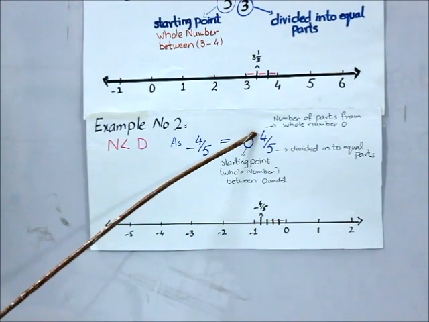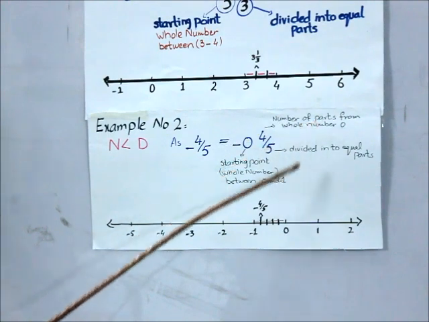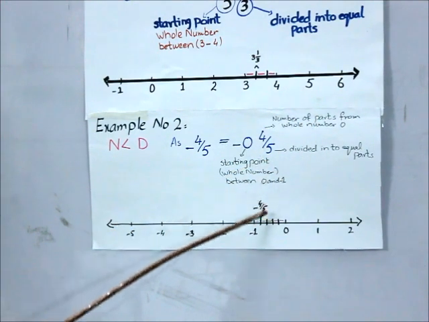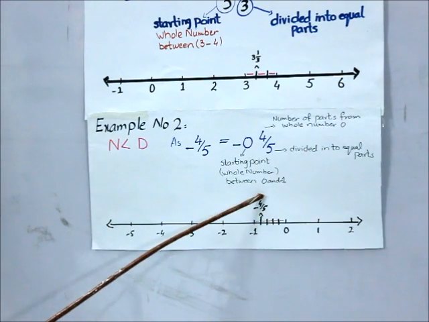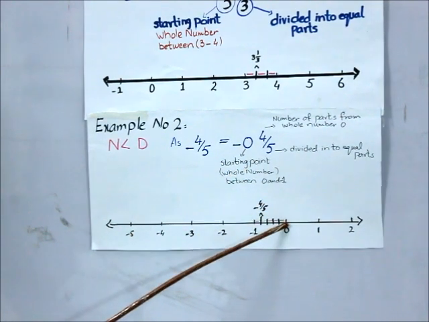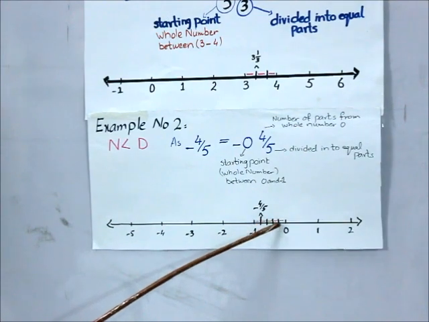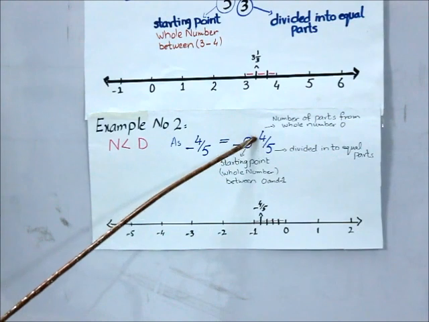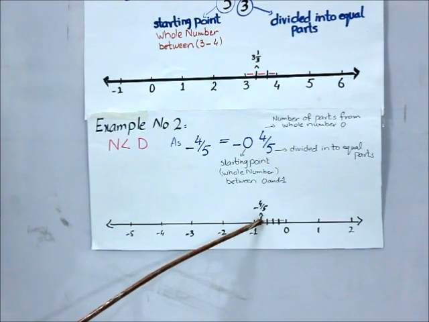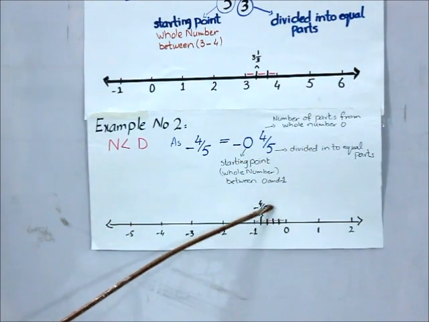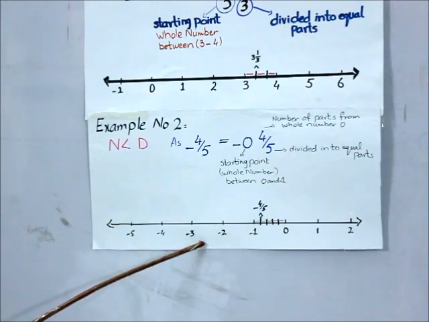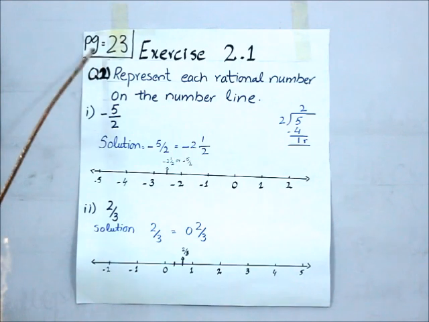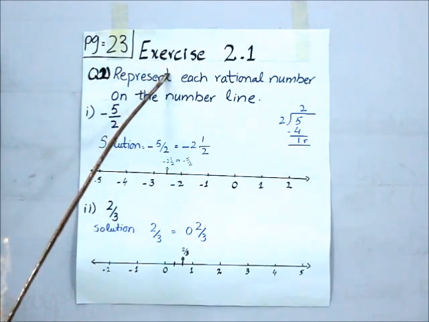Through the numerator, the number of parts from whole number 0, it tells me the exact position of my rational number. I will start from 0 onward, 1, 2, 3, 4. The numerator is 4, so this is my exact position of my rational number. Is it clear, students?